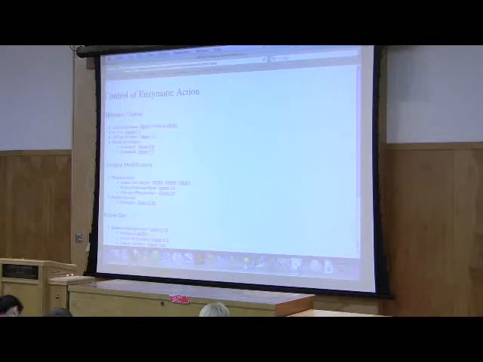Some proteins get activated by phosphorylation. Some proteins get inactivated by phosphorylation. And again, volume up, volume down. So it depends on the protein.